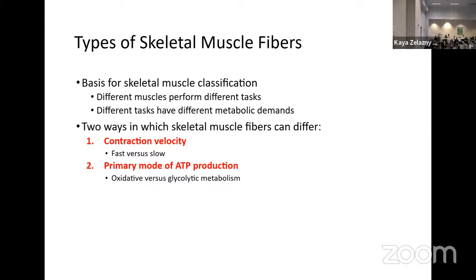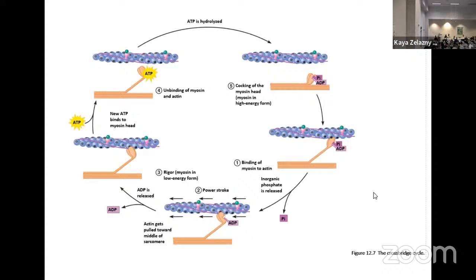Theoretically, if we recombine those, we should get 4, but one of the types doesn't make sense. I'll show you what I mean by that in a second. But we're going to start out by thinking about contraction velocity, fast and slow. And then we're going to think about ATP production. And then we're going to tie the 2 ideas together. Okay. So thinking about fast versus slow.